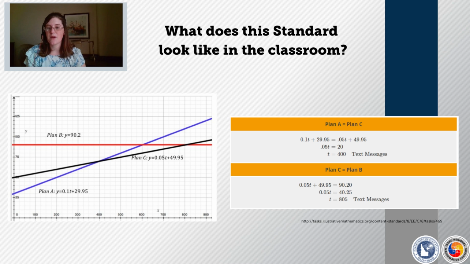Other students solved it algebraically, like you see it on the right. This gave them the points where the best deal switches. Below 400 text messages is plan A, between 400 and 805 is plan C, and above 805 text messages is plan B. Most students completed the task when they had a graph and the algebraic solution. The graph helped them make sense out of what they learned from their substitution and algebraic solution.